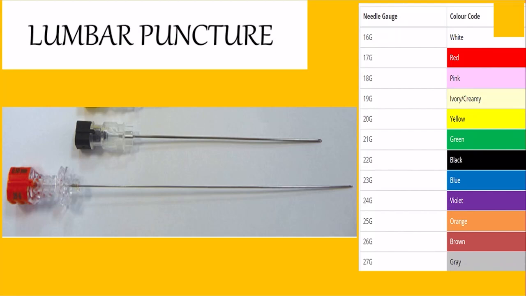But because of recurrent trauma, it would be recommended that you use the needle with the orange hub, which is 25G. This is called the Sprotte atraumatic needle. And as the name suggests, atraumatic needle, the incidence of post-lumbar puncture headache would be lower.